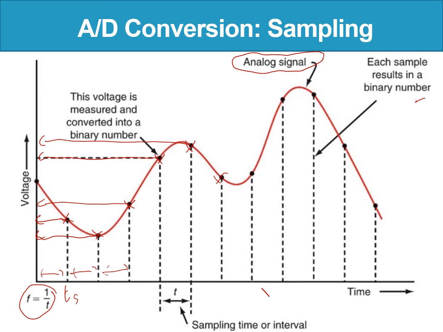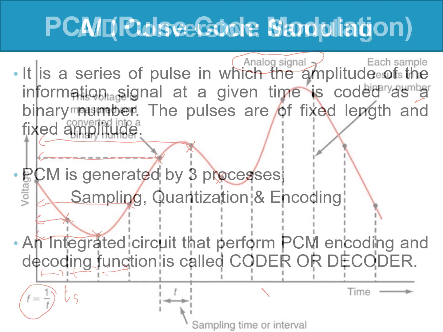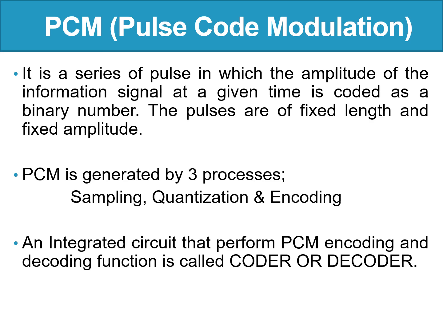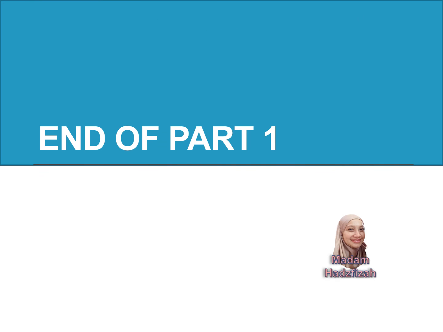After that, we will code this signal. So the PCM, pulse code modulation technique, is a series of pulses in which the amplitude of the information signal at a given time is coded as a binary number. The pulses are of fixed length and fixed amplitude. So here is the process: we have sampling, quantization, and encoding.